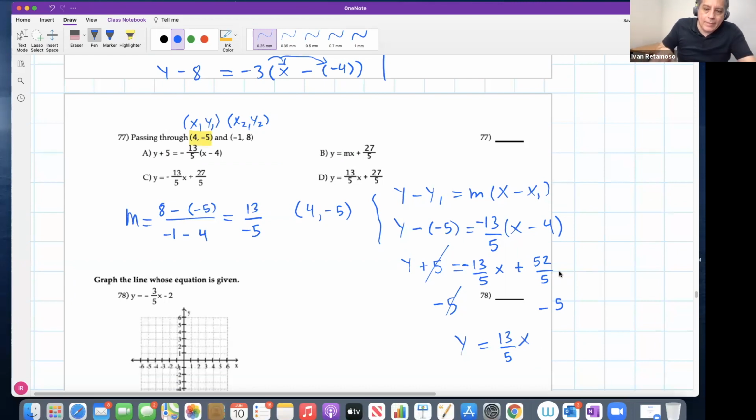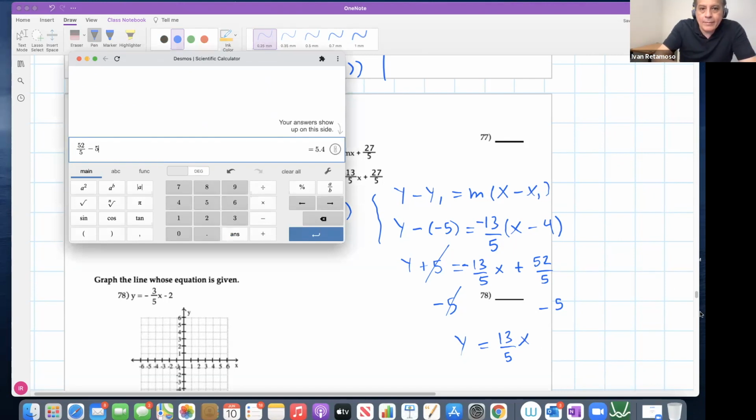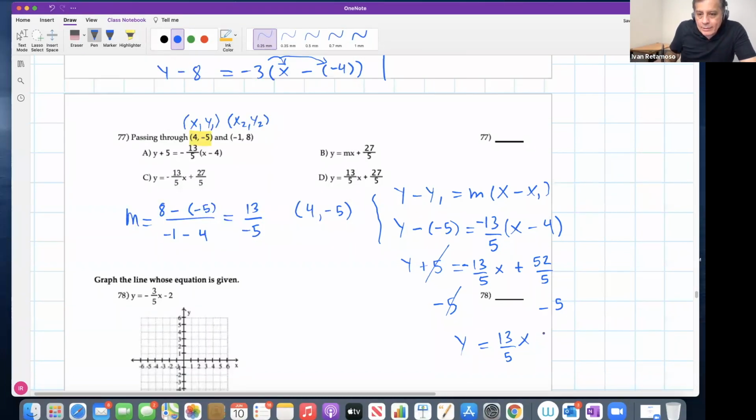52 over 5 minus 5. Well, just bring it out: 52 over 5 minus 5, and you get 5.4. If you want it as a fraction, click here: 27 over 5. So plus 27 over 5.